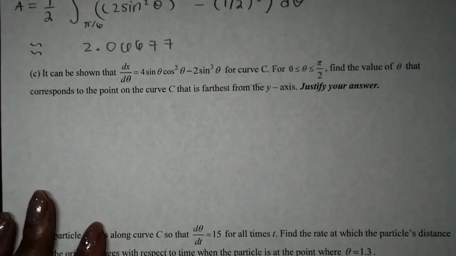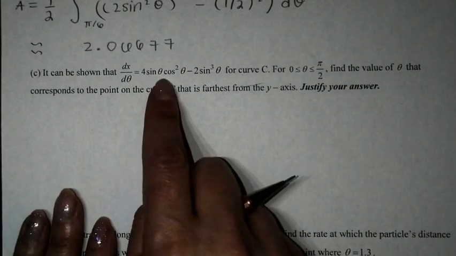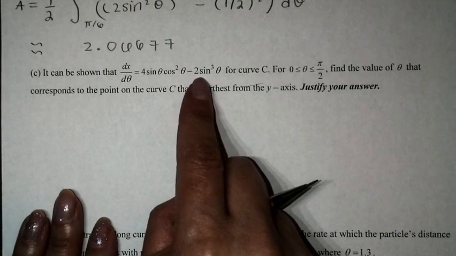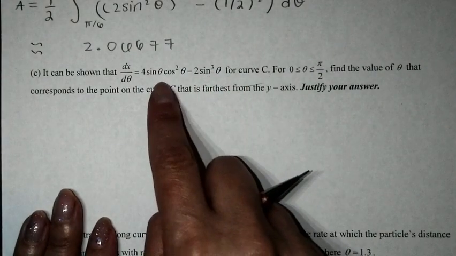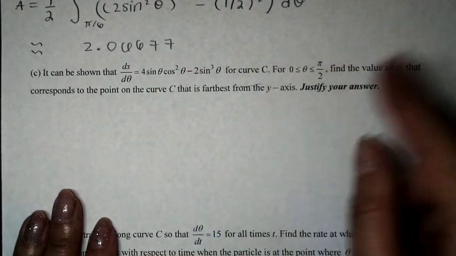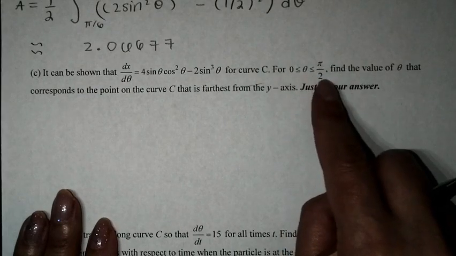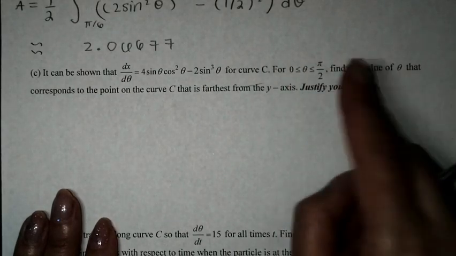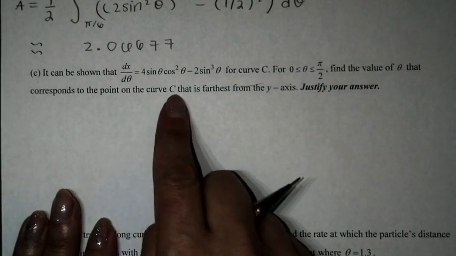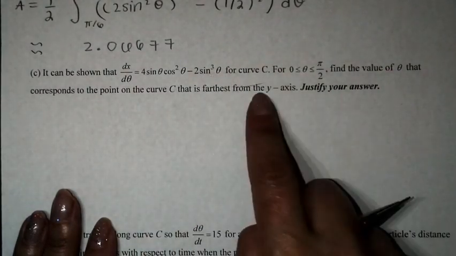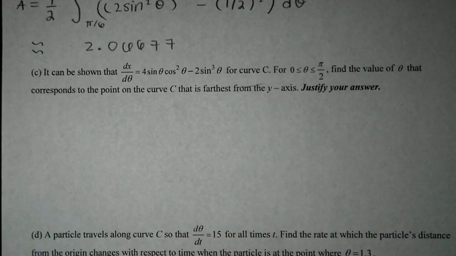They tell you that it can be shown that dx d theta is equal to 4 sine theta cosine squared theta minus 2 sine cubed theta for the curve C. Nice, they are giving you here the derivative. So let's see what they want. For theta between 0 and pi over 2, please note that this is just quadrant 1, find the value of theta that corresponds to the point on the curve C that is the farthest from the y-axis. Ask yourself, what are they asking for?